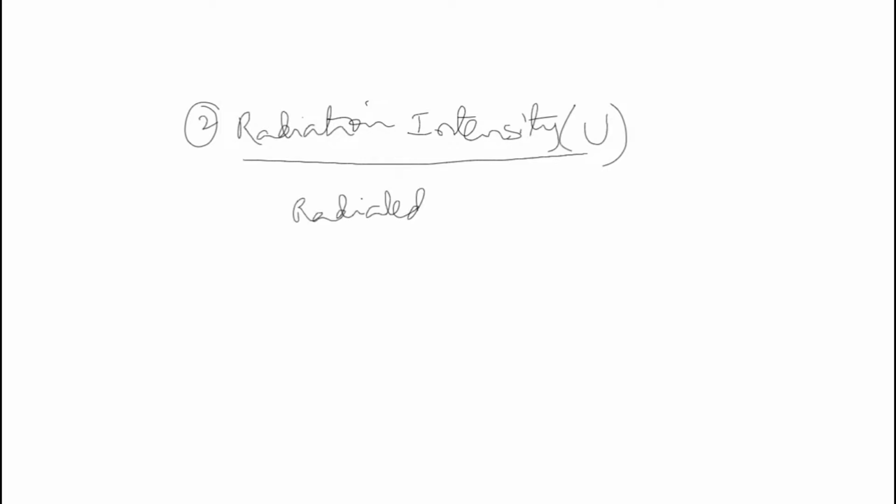Next, another parameter is what? Radiation intensity. Listen carefully. Radiation intensity is represented by phi or U. I am here taking U. It is defined as radiated power per unit solid angle.